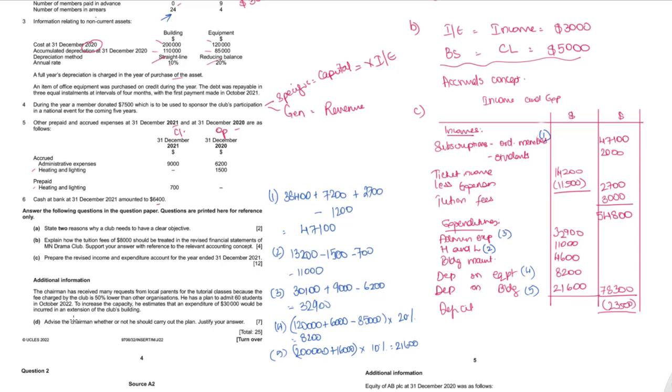Then additional information: the chairman has received many requests from local parents for the tutorial classes because the fee charged by the club is 50% lower than the other organizations. He has a plan to admit 60 students in October. To increase the capacity, he estimates that an expenditure of $30,000 would be required in the extension of the club's building. Advise whether or not he should be carrying out this plan. Justify your answer, for 7 marks. So you could divide your answer into two aspects. One is the financial aspect, and then we have the non-financial aspect.